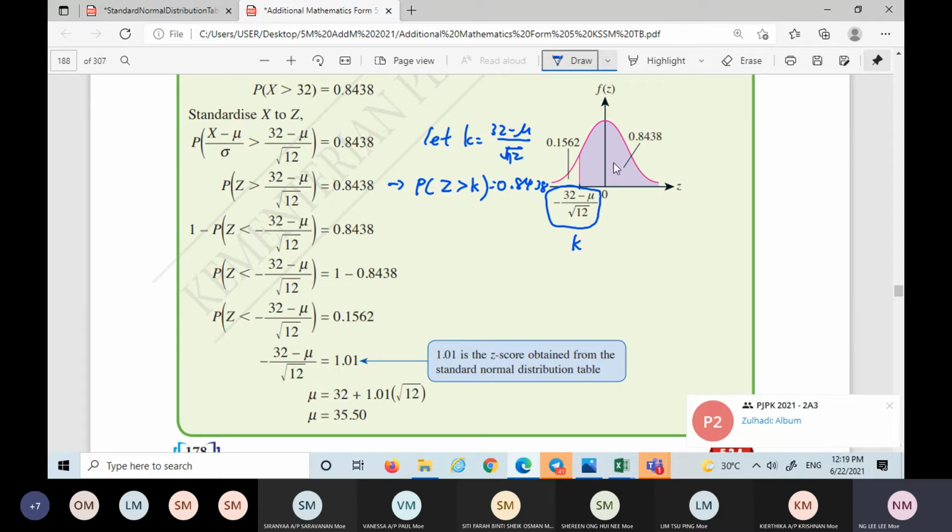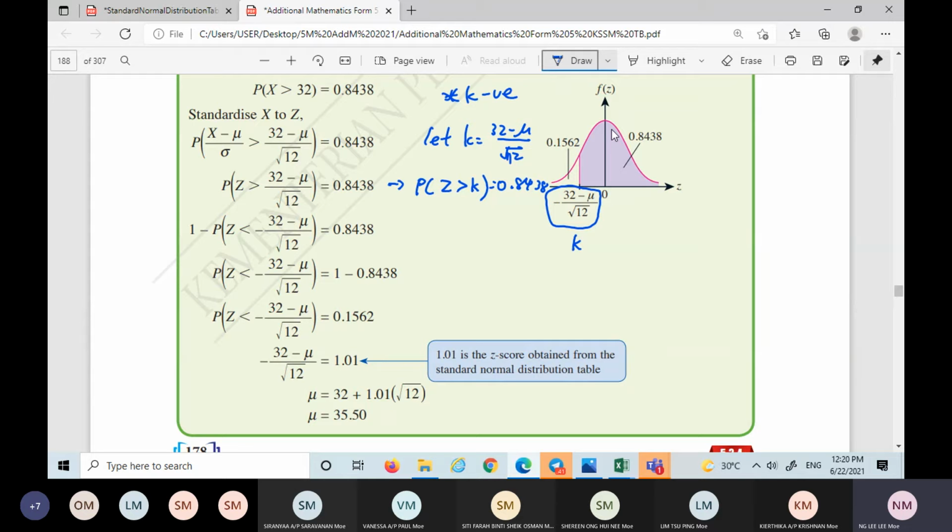Okay, so now Z is bigger than this k. The area is 0.8438. As I said before, you don't know whether k will be on the left or on the right of the 0. Then you see 0.8438 is bigger than 0.5, so it means it's more than half of the value. So k is on the left of the 0. Then remark: k is negative because it's on the left of 0.